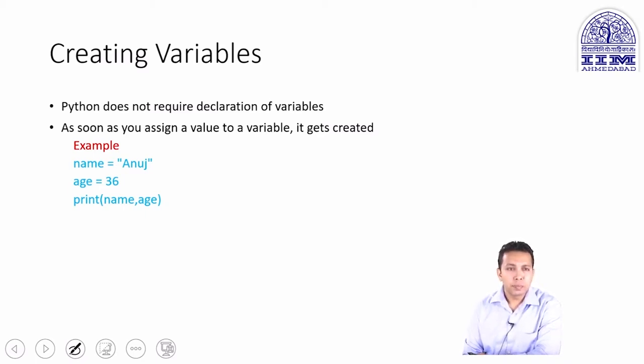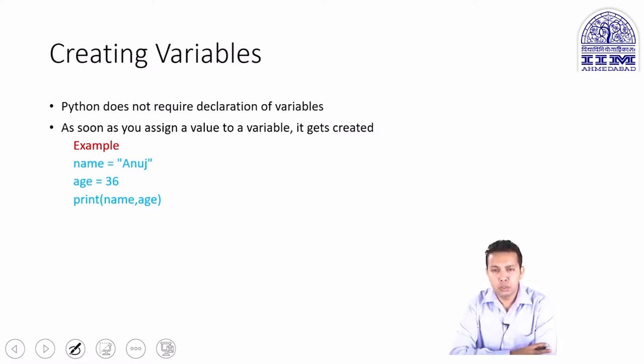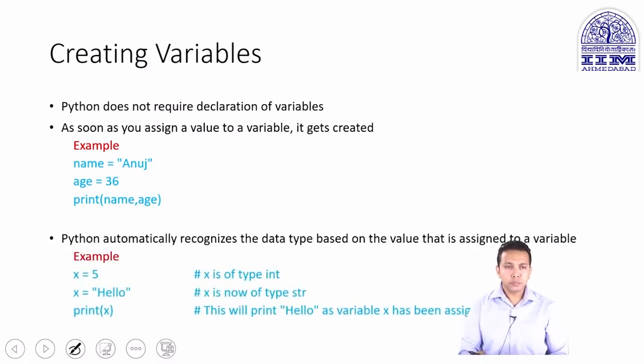As in this case, I have assigned the value Anuj, which is of string type, to the variable name, and I have assigned a value 36 to the variable age, and therefore age is of int type. In order to print these variables, I can use the print statement: print name comma age. So, as I just mentioned, Python automatically recognizes the data type based on the value that is assigned to the variable.